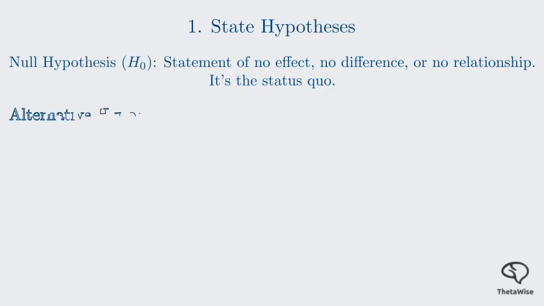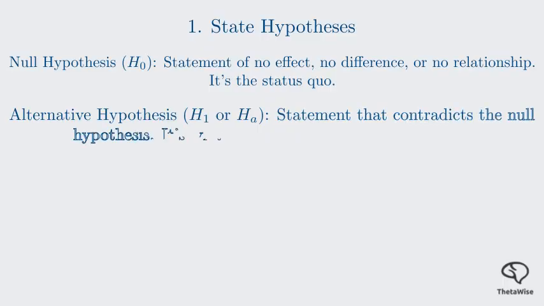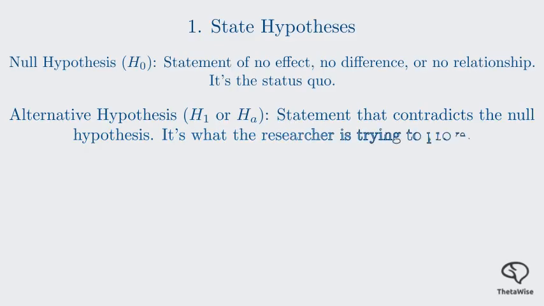Second, we have the alternative hypothesis, denoted as H1 or HA. This is the statement that contradicts the null hypothesis. It's what the researcher is trying to prove. For our drug example, the alternative hypothesis would be that the new drug does have an effect on blood pressure. It's crucial to remember that we can never prove the null hypothesis is true. We can only find enough evidence to reject it in favor of the alternative, or fail to find such evidence.